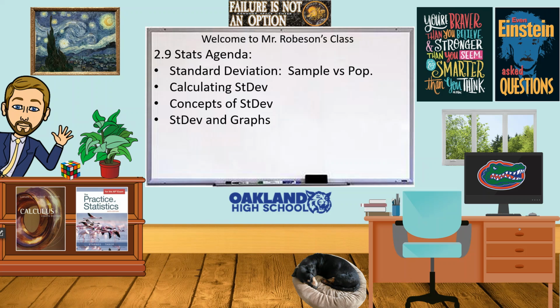Today we're going to talk about standard deviations. This is the last section in Unit 2 for us. Standard deviations, we're going to look at populations versus samples, how to calculate standard deviation, mostly on Google Sheets, the concepts of standard deviation, and how to tell standard deviation from graphs.